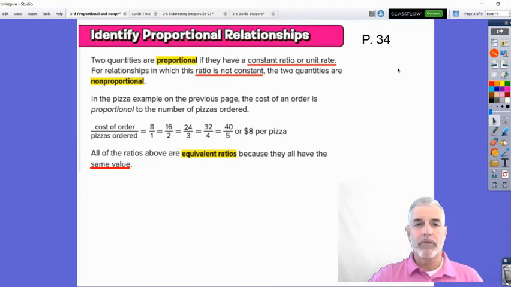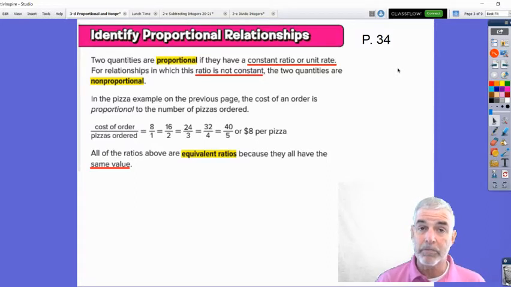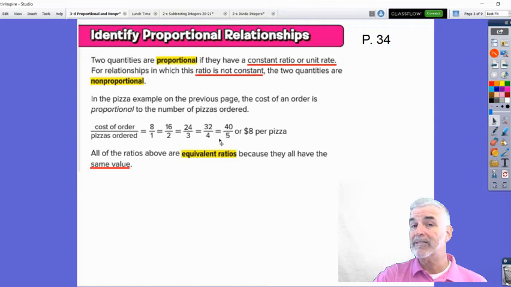A proportion, and the relationship we're talking about is the relationship between the two quantities, in this case the number of pizzas and the cost. No matter what the number of pizzas and the cost, the ratio of cost to number of pizzas is always the same. It's always $8 per pizza. So it is a constant ratio or a constant unit rate, and that makes it a proportional relationship. If this ratio is not constant, then it would be non-proportional. We'll see examples of that here.